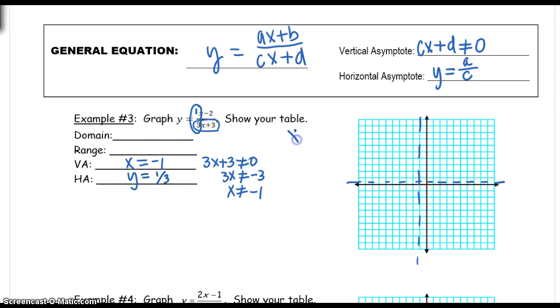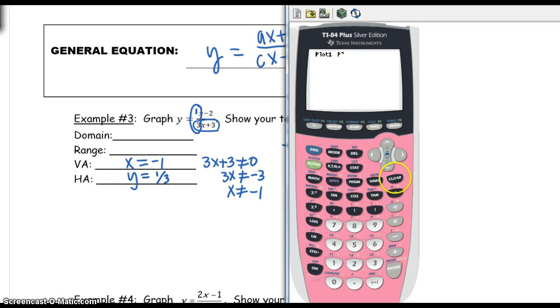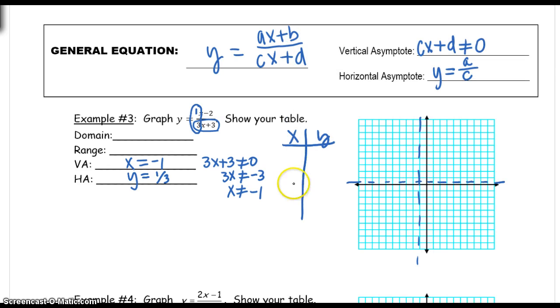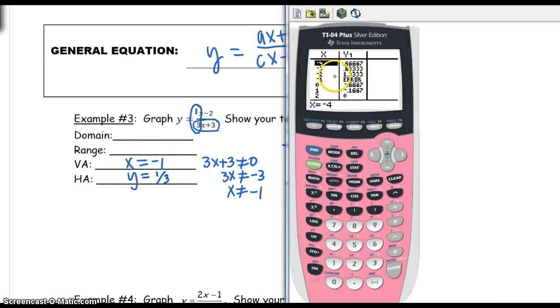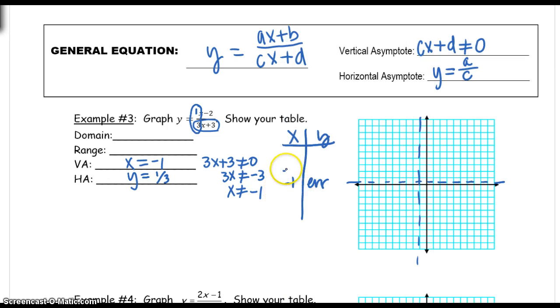So let's talk about our table. So x and y. We'll go in here and please, please type this in correctly. I have students that type it in incorrectly all the time. Make sure you put parentheses around it, and then we can go into the table. And I like to see what's happening around the error. So you'll see the -1 error right there. And then we've got -2 and 1.3.